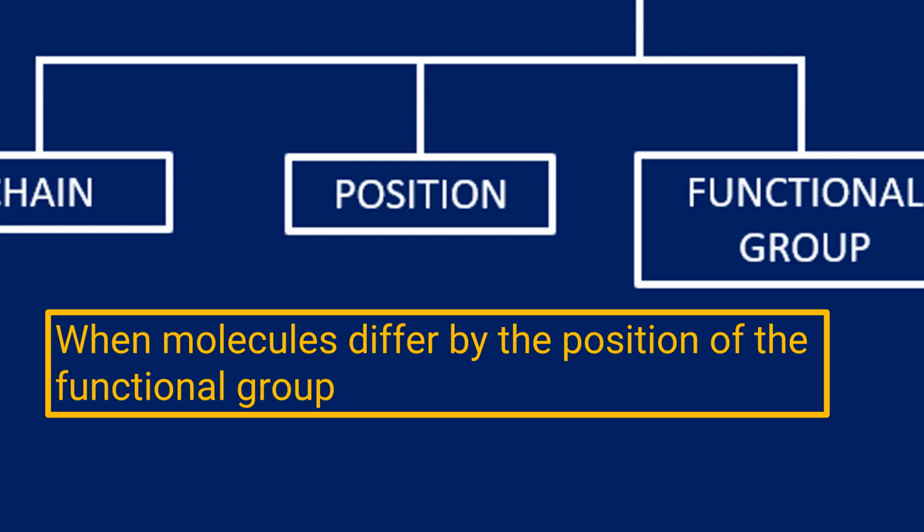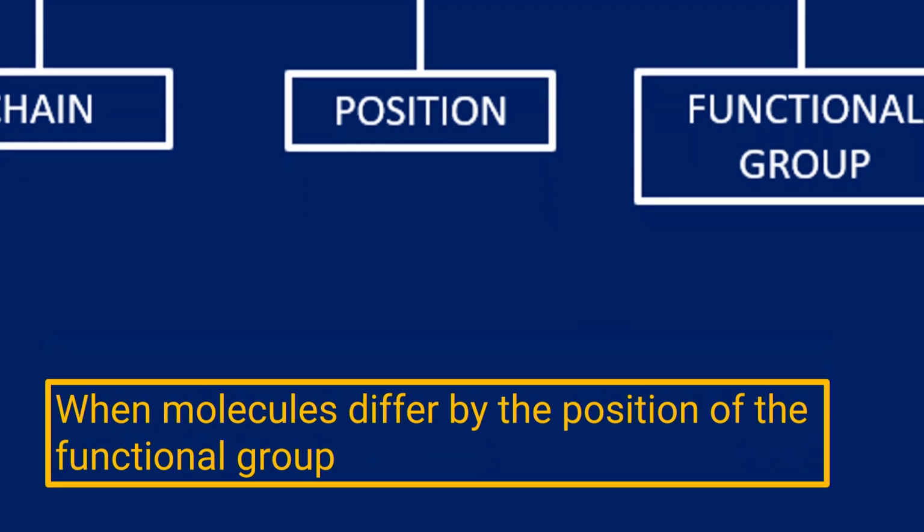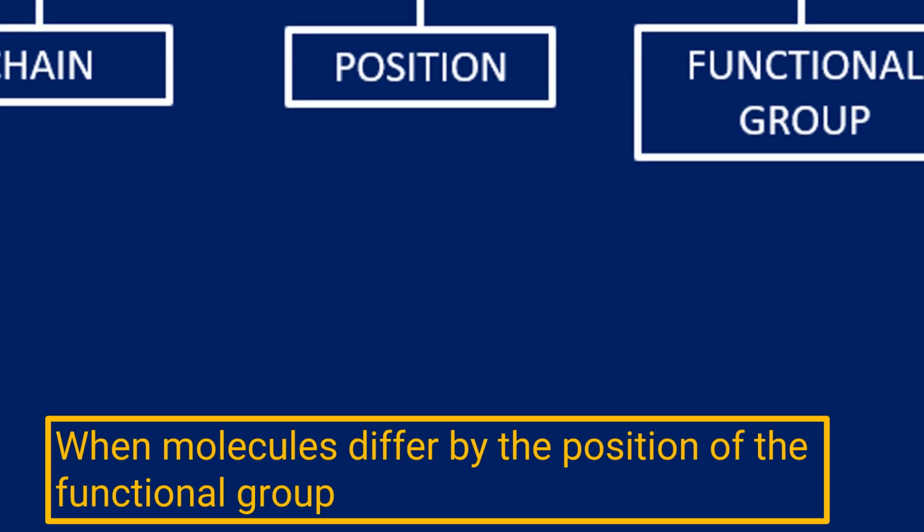A position isomer. This is when the molecule differs by the position of the functional group. So we won't have position isomers of alkanes, because alkanes is a very simple basic functional group where it's just carbons and hydrogens. We can though have position isomers of alkenes.